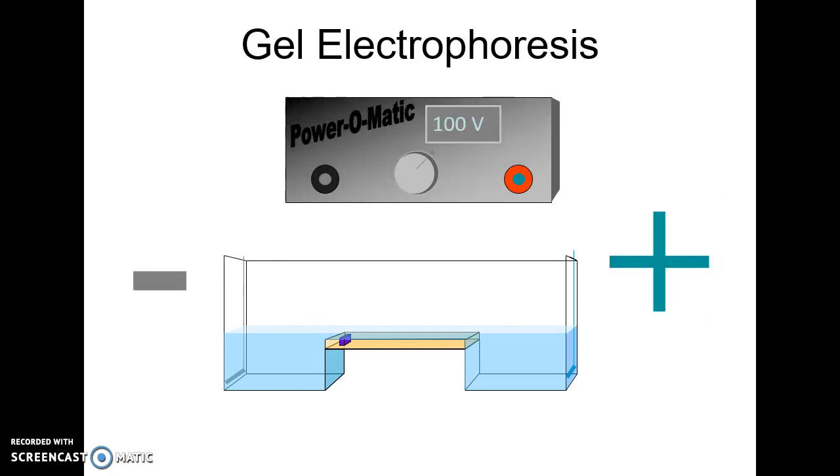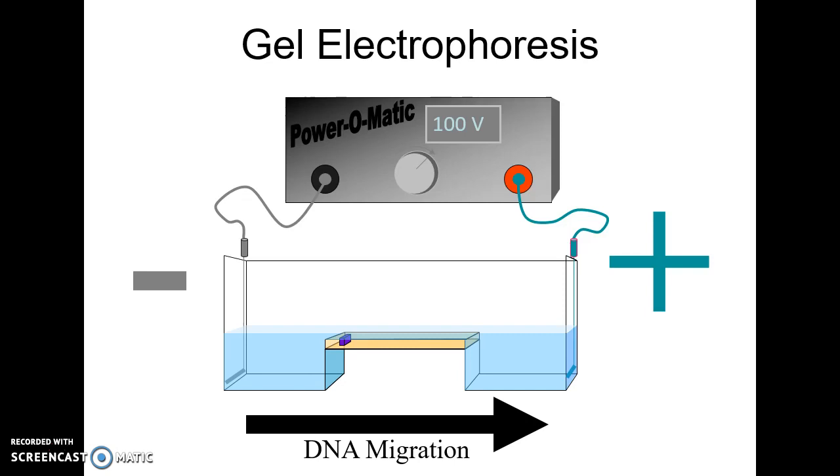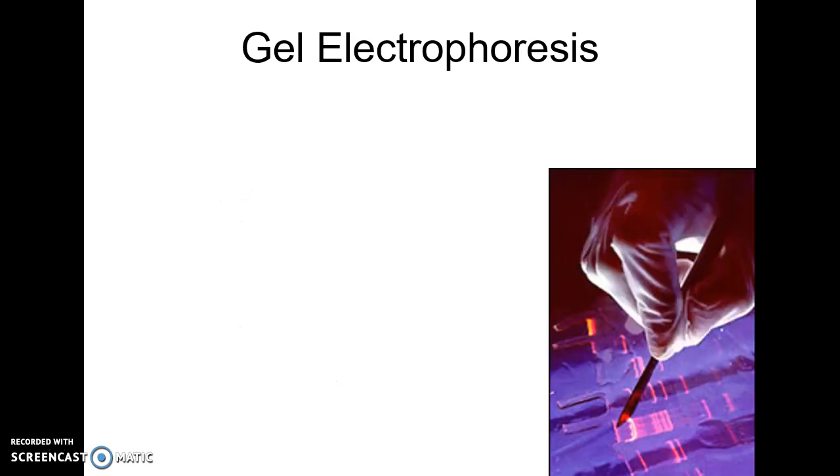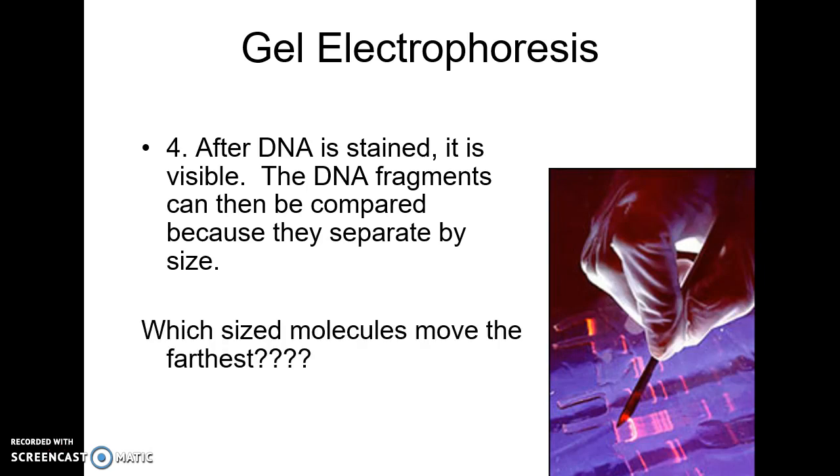Okay, a power meter, we're going to turn it up to 100 volts, hooking it up, DNA migration from negative to positive. And our fourth step is after DNA is stained, so once it's done through the gel, we're going to stain it to make it visible. The DNA fragments can then be compared because they separate by size. Which size molecules move the farthest, and we stated the small ones.